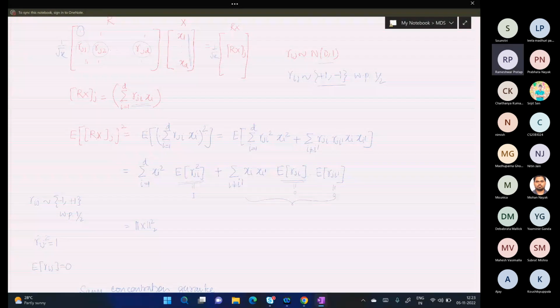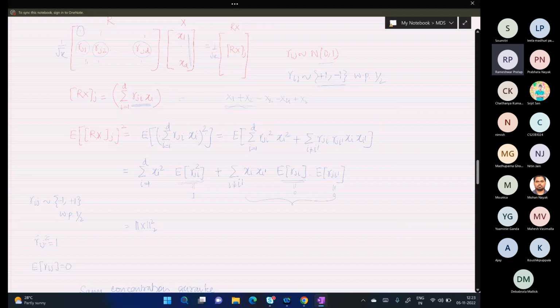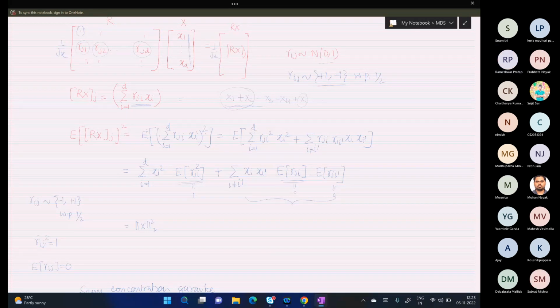If we choose Rij from +1 and -1, then this term will be x1 plus x2 minus x3 minus x4 plus x5 and so on, depending on the value of Rij. Suppose R11 is +1, R12 is +1, R13 is -1, and so on. We are just grouping the features of x and performing addition and subtraction. But if Rij is from the normal distribution, we need to multiply these features with real numbers, which is somewhat more computationally involved.